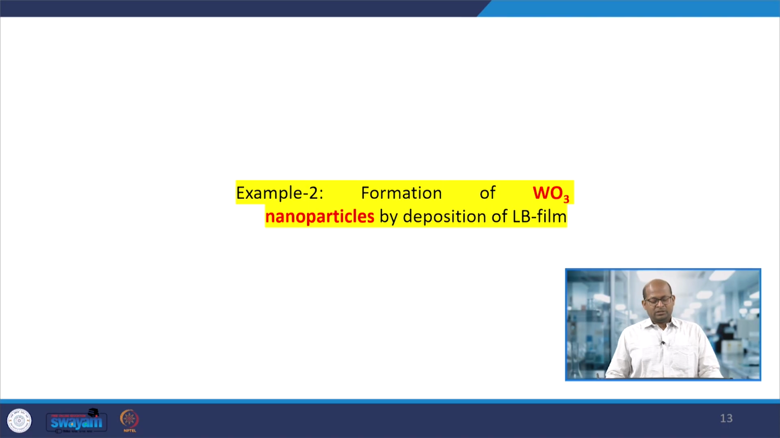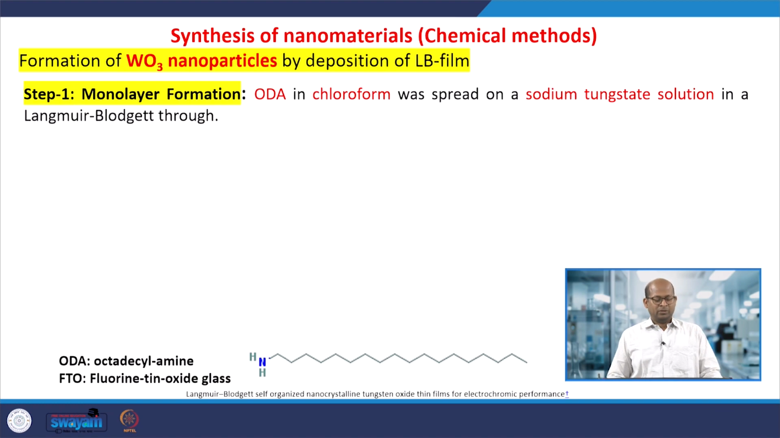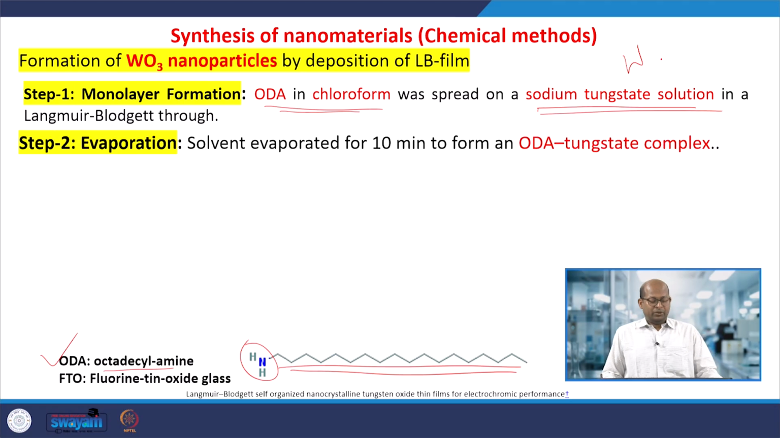So the next example is the formation of tungsten oxide nanoparticles, which we can synthesize using the LB film deposition method. In this case also, we take a tungsten precursor and dissolve it, and then use an amphiphilic molecule, that is a surfactant, ODA, octadecylamine, which has an amine group and a long tail. That is dissolved in chloroform, and then sodium tungstate solution is the precursor for tungsten.